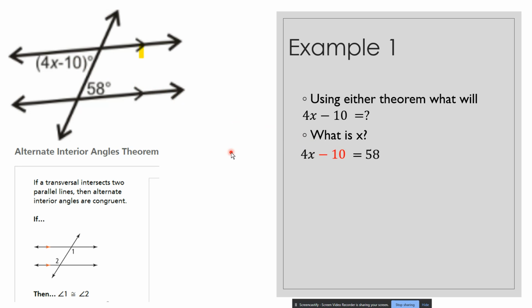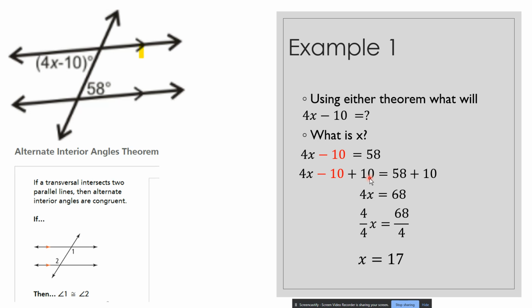So we have 4x minus 10 is equal to 58. Sometimes we might have to solve for an x, because we can see that this is that whole Z pattern. So we can go from there. We add that 10 to both sides. By adding 10 to both sides, we are canceling the 10 on the left-hand side and adding it to the right. So we have 4x equals 68. Divide both sides by 4, and we get x is equal to 17.